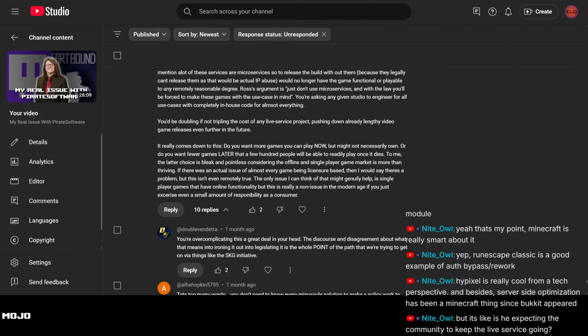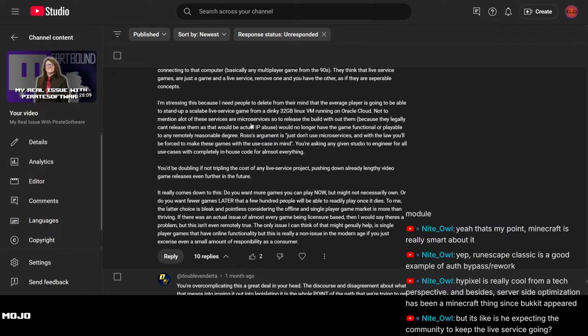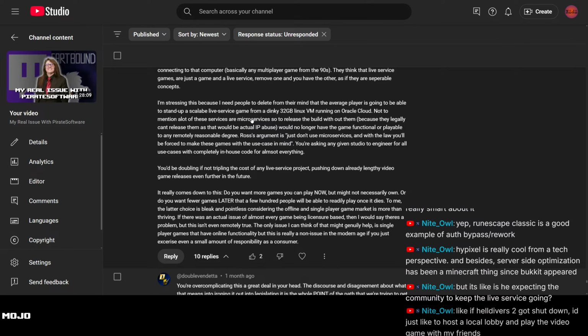Yeah, that's the thing. Is he expecting the community to keep the live service going? Yeah, that's exactly the point. Anyone who actually would want to do this just wants the option to be able to do it, to try to figure it out. Honestly, spinning up a Minecraft server is very easy, and there's a decent number of guides. And the first time I did it, it still took me forever to figure it out. There were a bunch of weird bugs, a bunch of odd systems.